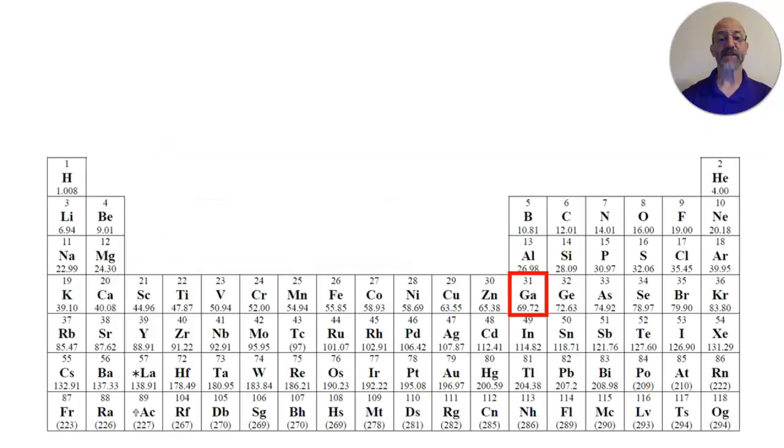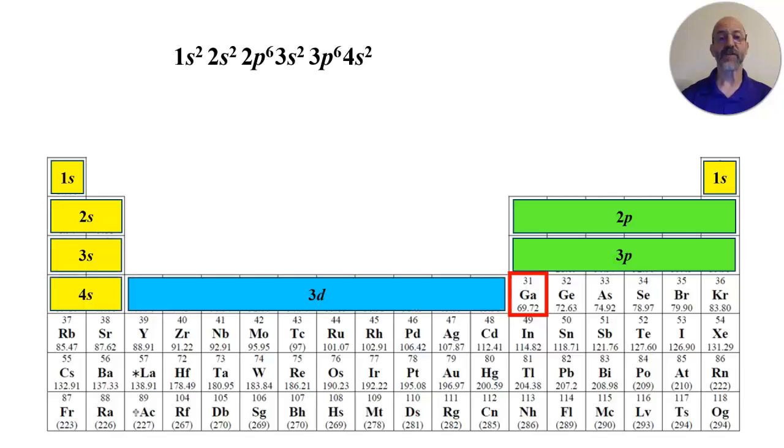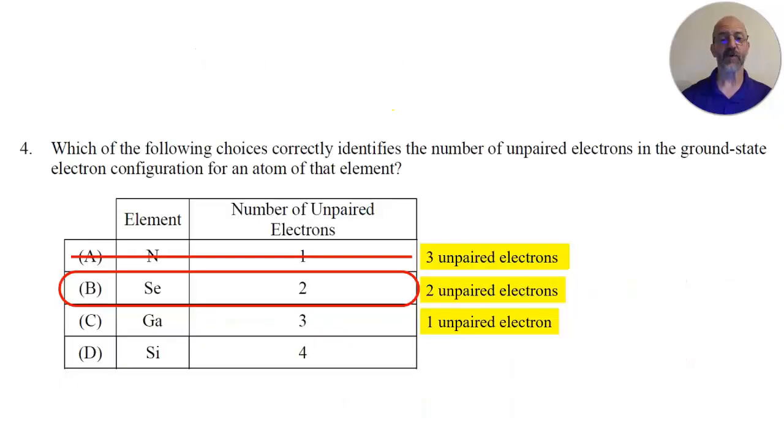Now, gallium has 31 electrons. It's going to be completely full up through 3p6, followed by 4s2, 3d10, and hopefully you can see that there's only 1 unpaired electron for gallium. So the 4p1, that is the single unpaired electron. So that's why choice C is incorrect.